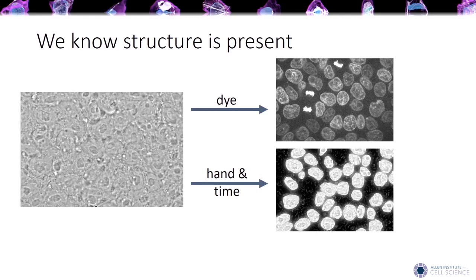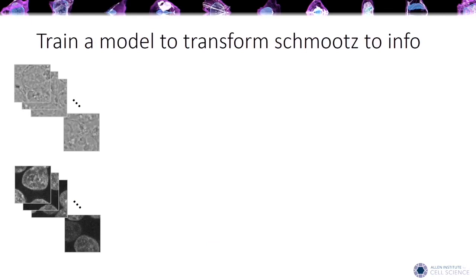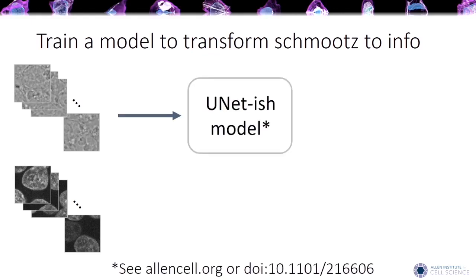So is there a way that we can encode the intuition that I have about where nuclei are into a model that can do it faster, cheaper, better? Well, yeah. We can train a model to transform schmootz into information. We can start with the images that we want to transform, sampled and cut down into small segments, and then a ground truth, which is the dye images that we're trying to recreate, and send them through a U-netish neural model. There's more information about this model structure at the website and at the paper describing this work.